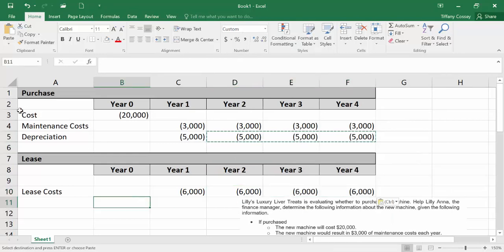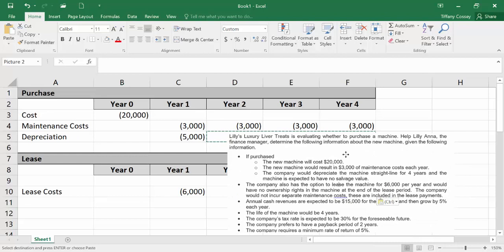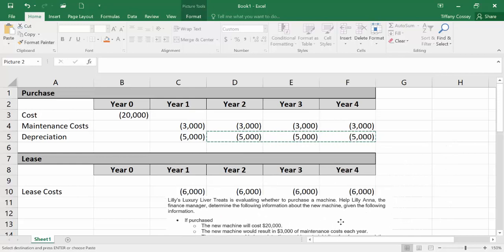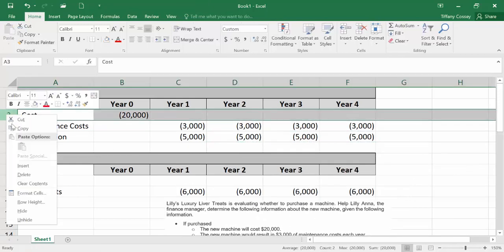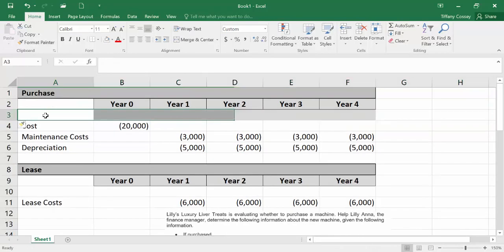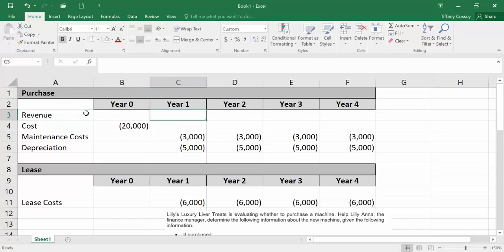And I'm going to then take a look and see what other information I have. It says annual cash revenues are expected to be $15,000 for the first year and then grow by 5% each year. That's going to be true whether I lease or buy the machine. So I'm going to put that information in both places. And that would be a cash inflow, so that's $15,000.